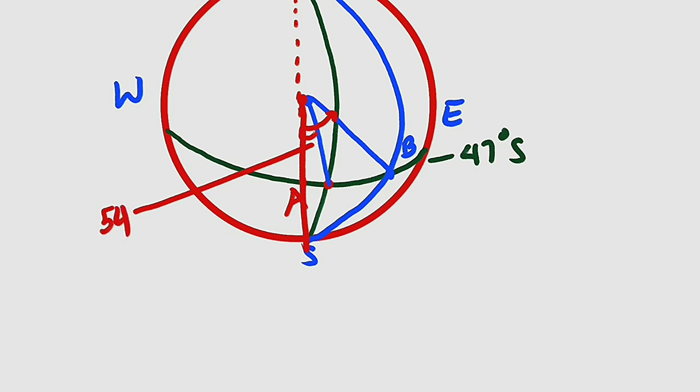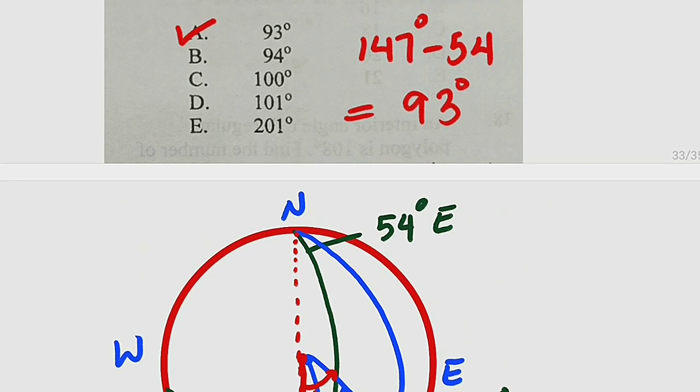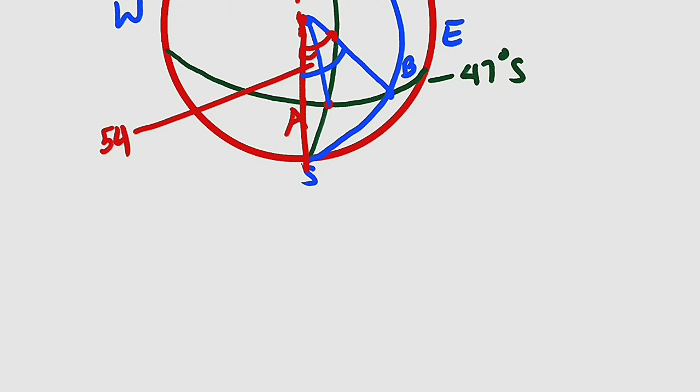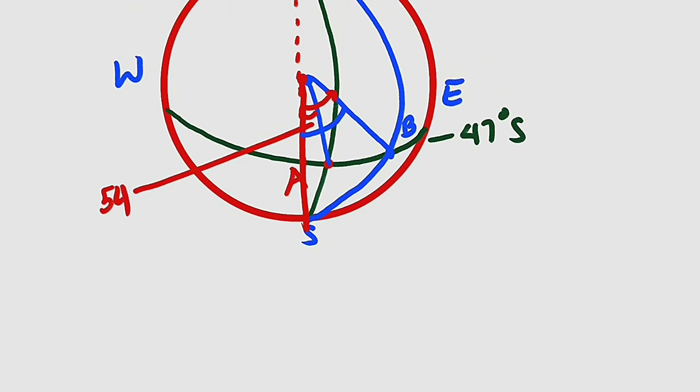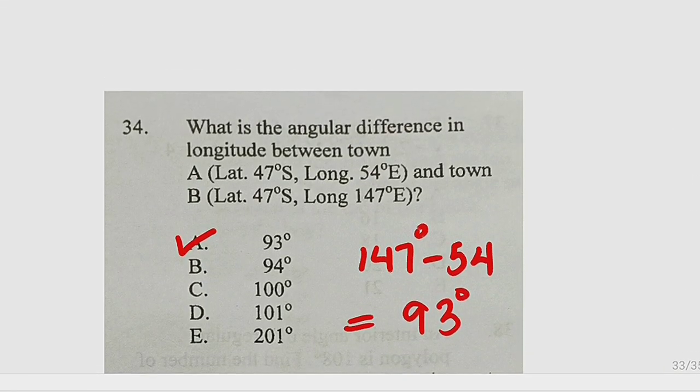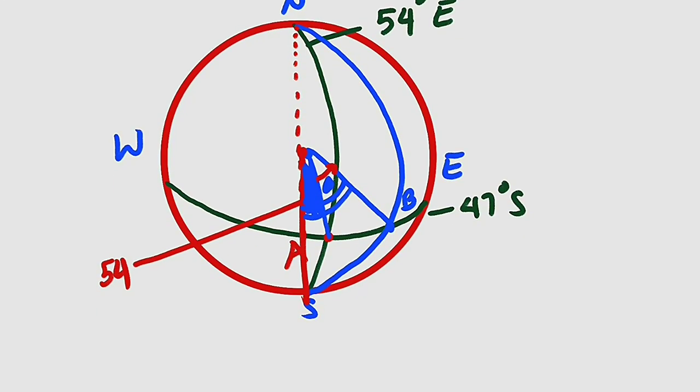But the entire angle from the center to B is 147. But we are looking for this angle in between them. So therefore you have to subtract angle here from the total angle for you to get the difference angle in between them. So this is why we take the larger angle and we subtract the smaller angle. Let's move on to question number 35.